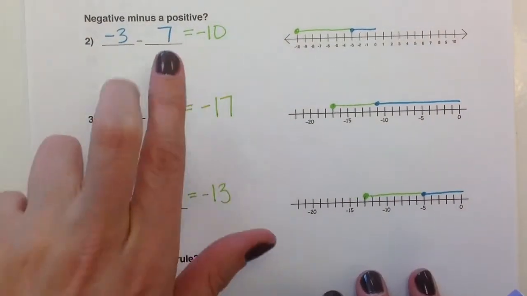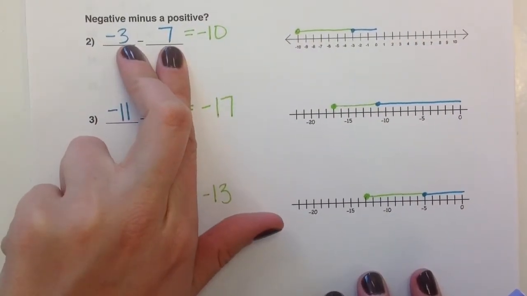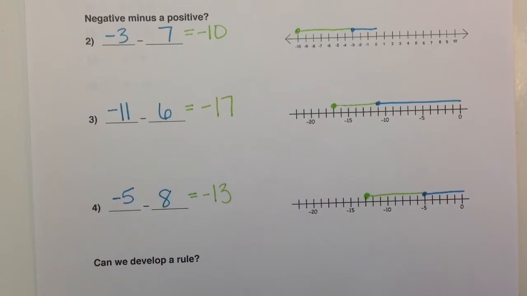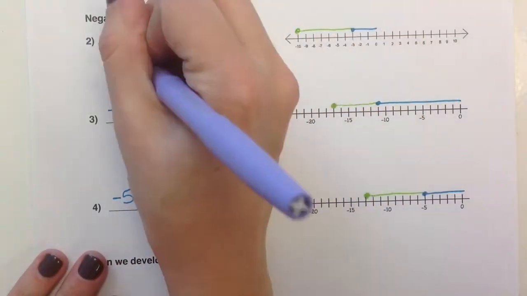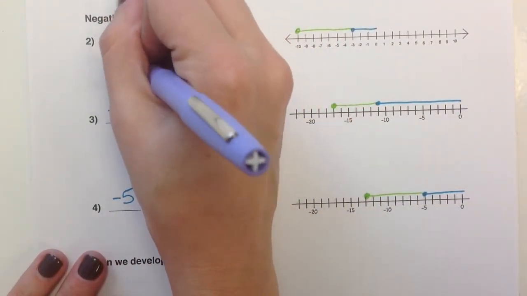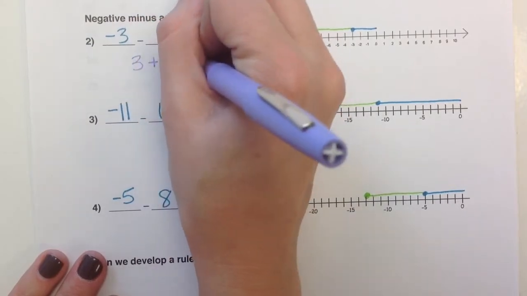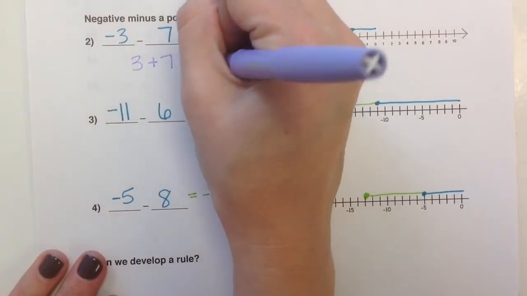So let's look at these, making a rule. How do I get to 10 from 7 and 3? Am I going to add or am I going to subtract? Well, I get to 10 by adding. 3 plus 7 brings me to 10.